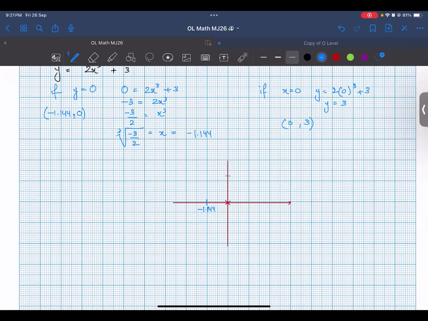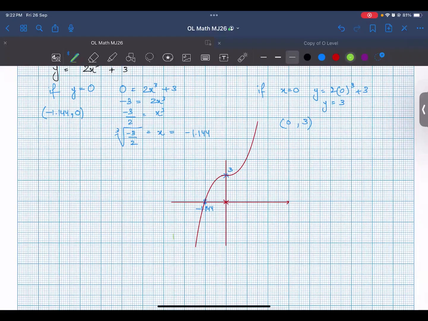And let's suppose this is the y-intercept 3. So it is passing through these 2 points. So the curve will now start like this, pass through this, and turn over here like this, and then will go up like this. So look, again, it is starting from the third quadrant and going to the first quadrant.